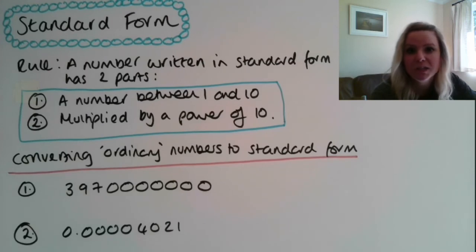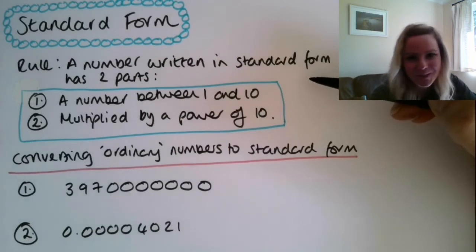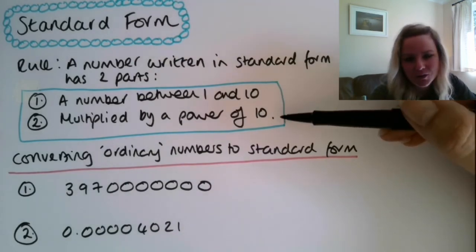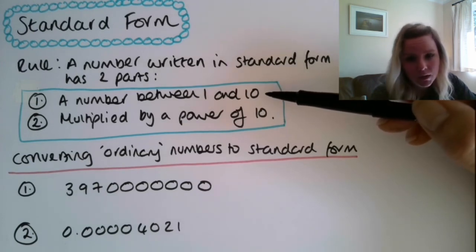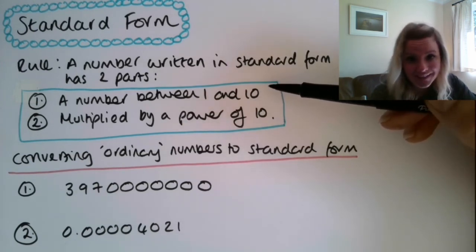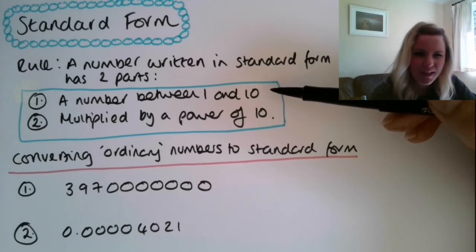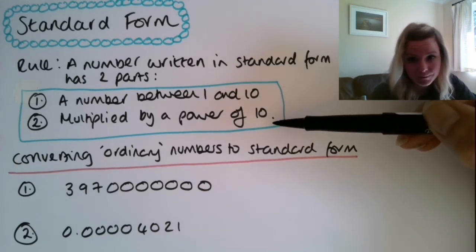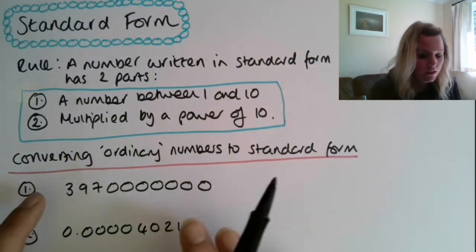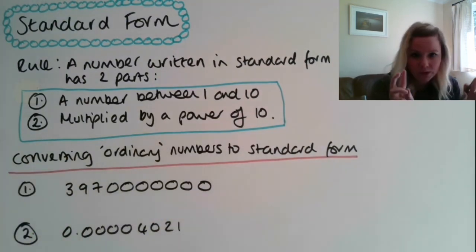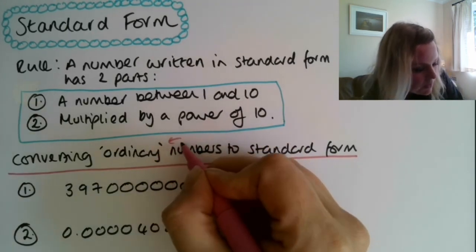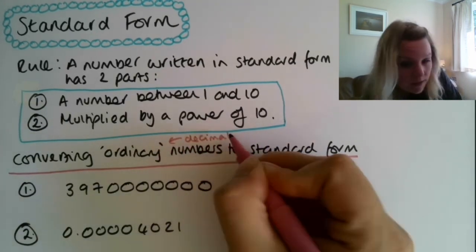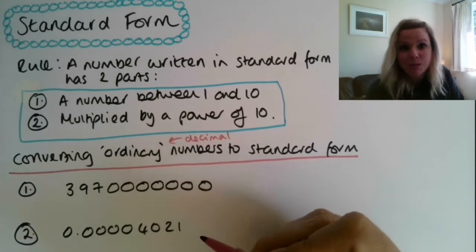Flip me, Year 9. I forgot to even tell you what a number in standard form is. So a number, if it's written in standard form, has to have these two parts, and they must be true. It must first of all be a number that is between 1 and 10, and then that number is getting multiplied by a power of 10. Okay, now I've said here we are converting ordinary numbers into standard form. Remember, ordinary really just means decimal numbers, and the way I've written these are both decimal numbers.